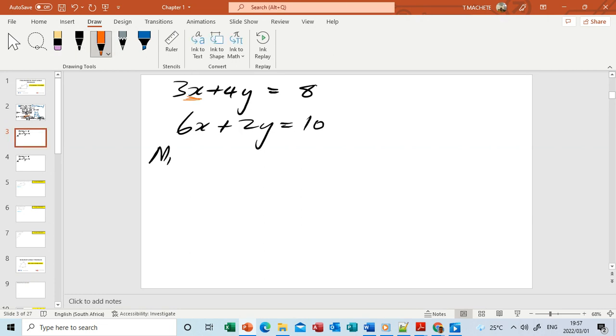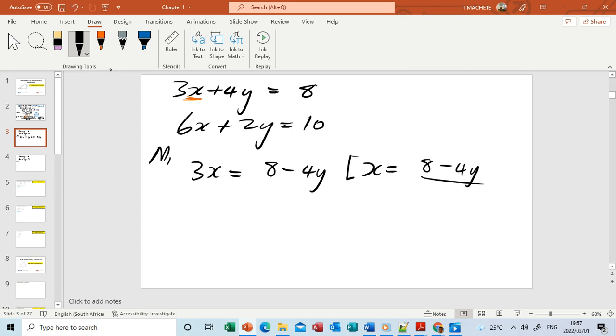In method number one, you're going to make x the subject of the formula. So we're going to say 3x equals 8 minus 4y. We solve for x there, so x will be equal to 8 minus 4y, divided by 3. This will be our equation 3. Remember, this is our first equation, this is our second equation.